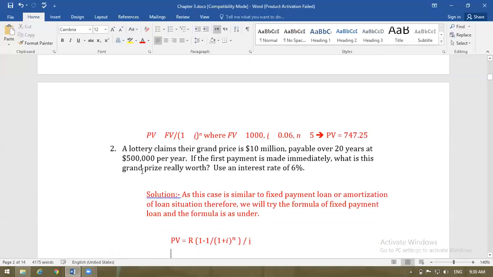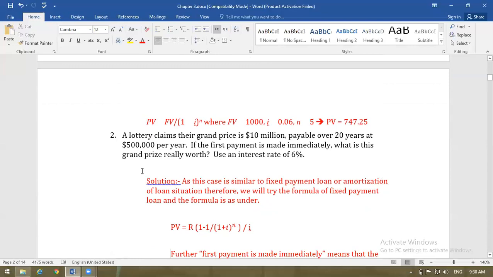Question 2. A lottery claims that their grand prize is 10 million, payable over 20 years at 5 lakh per year. If the first payment is made immediately, what is the worth of this prize? Or what is this grand prize really worth? Use an interest rate of 6%.